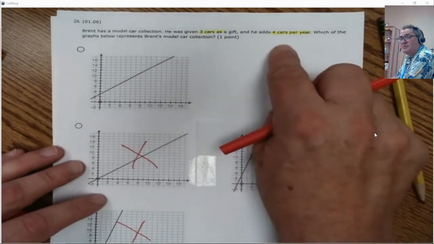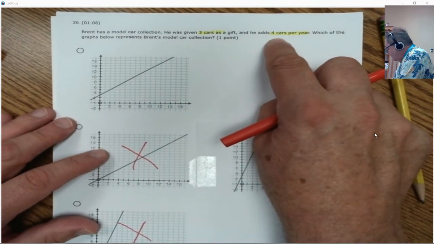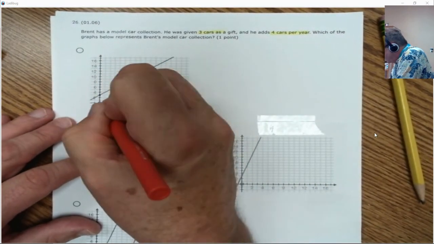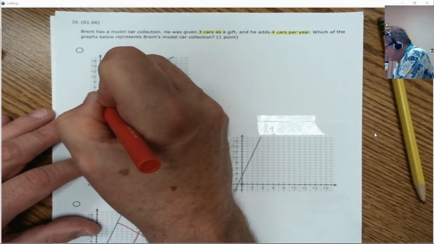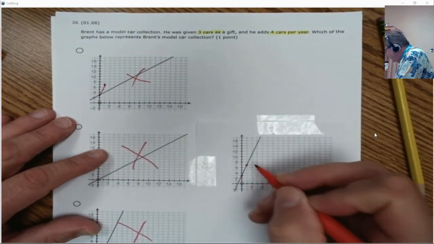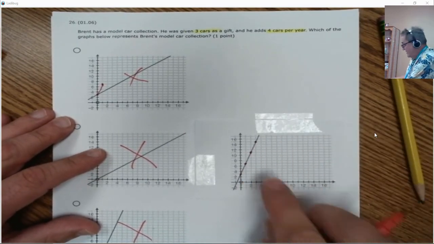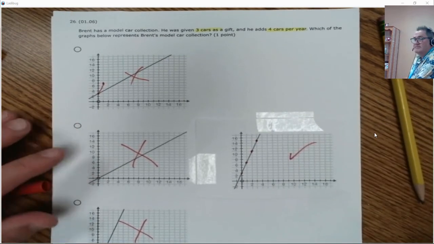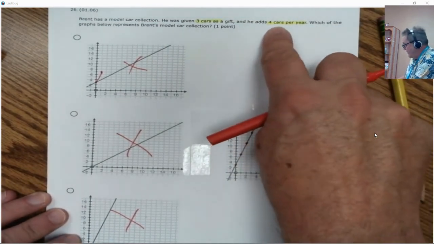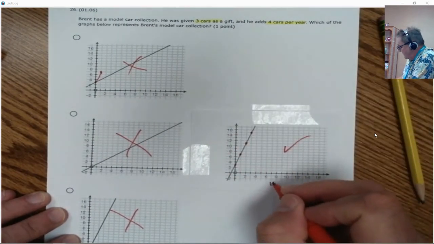But we need 4 cars per year, so it should go up 4 every time it goes over 1. All right, it should go up 4. So if it starts at 3, when it goes to 1, it should go to 7. That should go up there. Oh, that's at 7 after 1, and then it's at 11, and then it's at 15. We see that going up 4 cars every year. So this has to be the correct answer because it models what this says. 4 per year for every 1 year, because time is generally always down here.